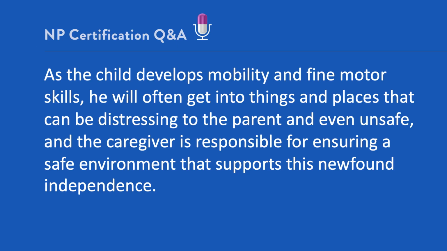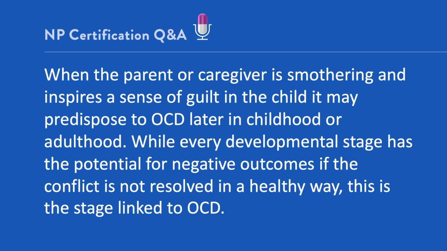And so when you combine walking and enhanced fine motor skills, the child will often get into things and get into places that can be distressing to the parent, even unsafe for the child. And the caregiver is responsible for ensuring a safe environment that supports this newfound independence. I mean, the Eriksonian stage is autonomy versus shame and doubt. The child has reached this conflict stage, autonomy versus shame and doubt. They are just beginning to be autonomous. Will that be encouraged so they can learn and explore? Or are they shamed by the caregiver and made to doubt themselves?